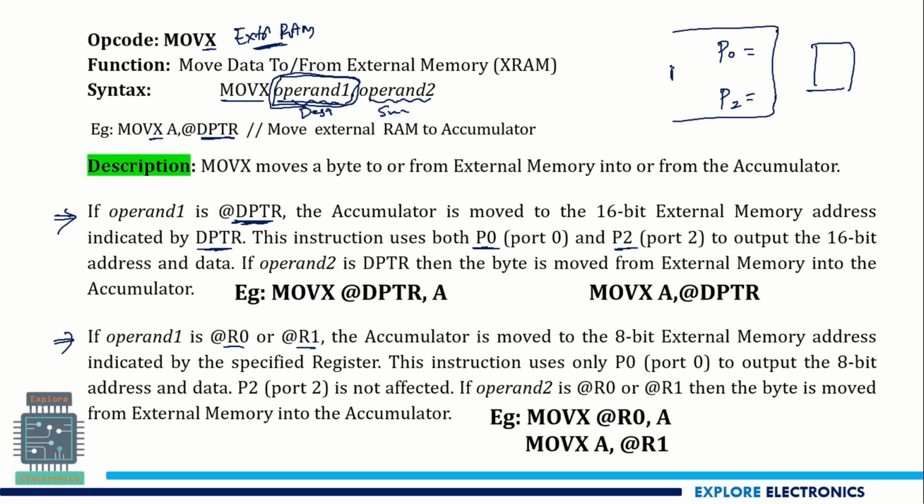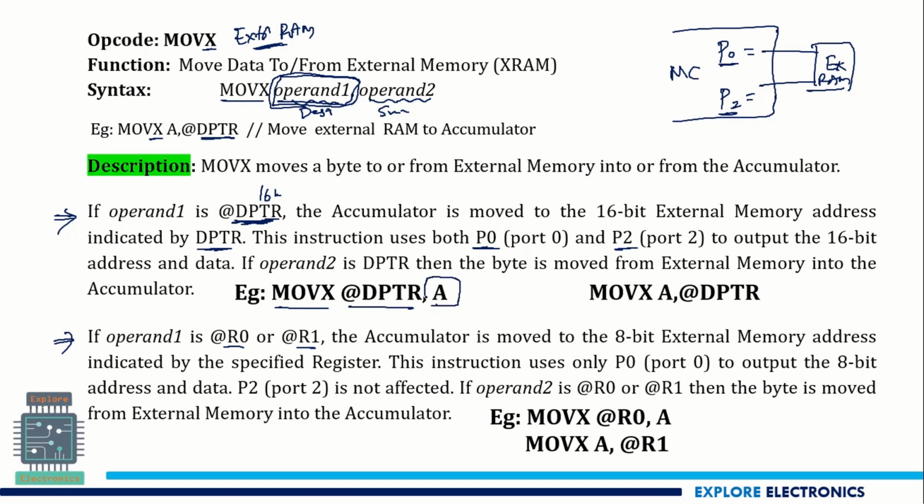This side will be having a microcontroller. Through ports we have connected to the external RAM. We can say this is external RAM. So here port 0 and port 2 are going to be used when we are using the DPTR, since it is having a 16-bit address. And the example is MOVX @DPTR, A.